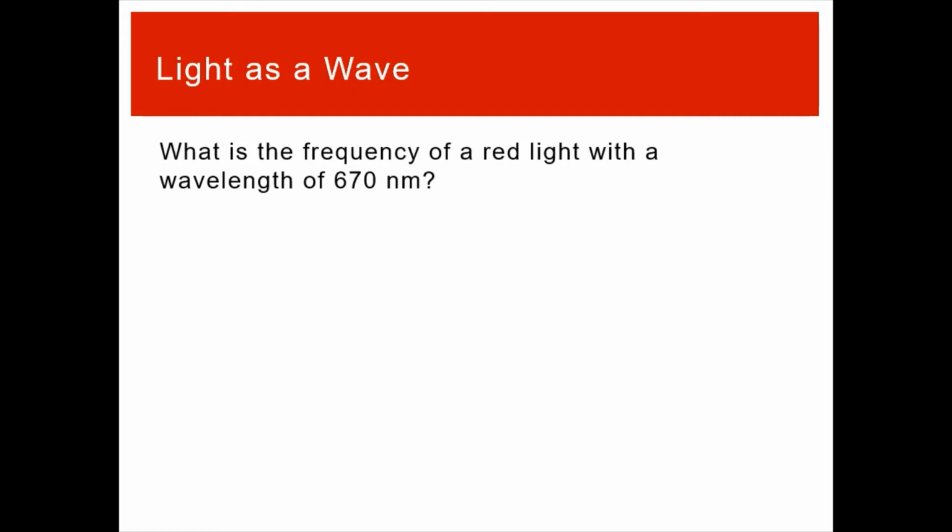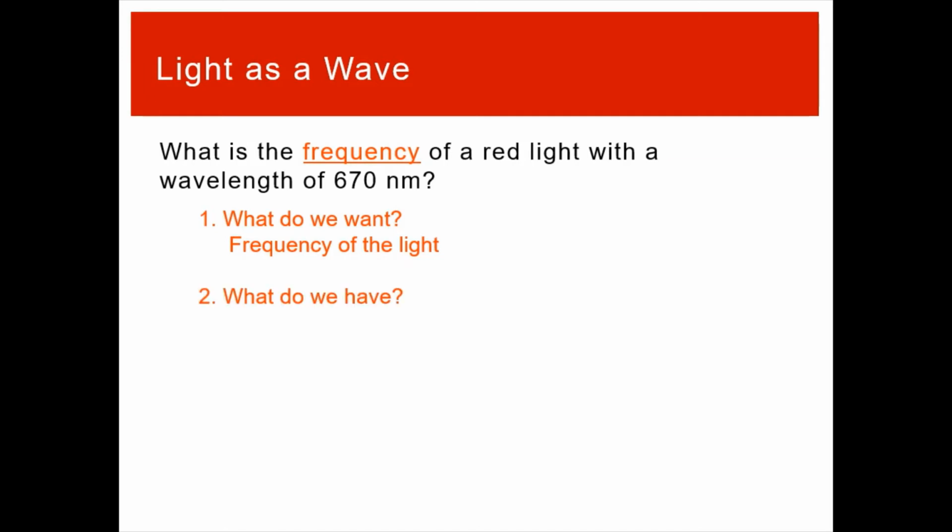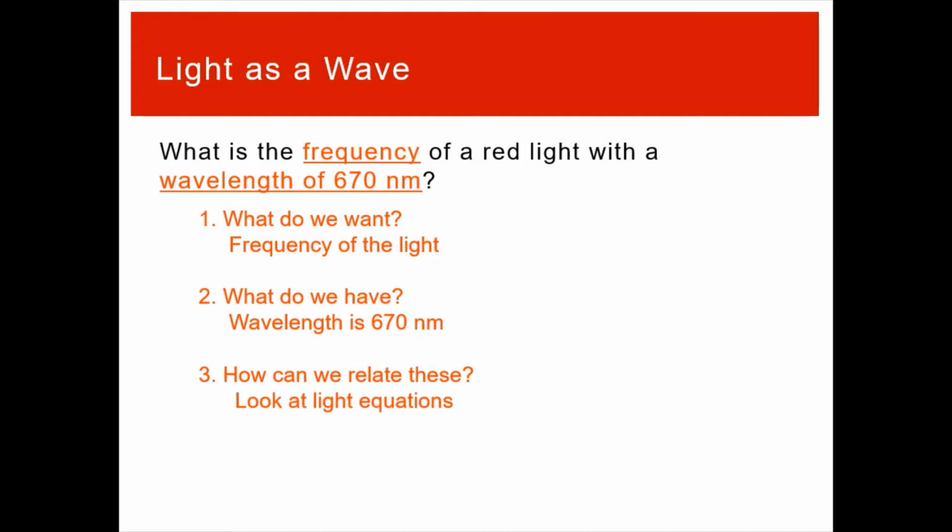So let's look at an example of treating light as a wave. What is the frequency of a red light with a wavelength of 670 nanometers? We still want to start by asking, what do we want? Frequency of the light. What sort of information do we have? You can see we're given the wavelength of the light. And so we want to recognize that we can relate these with our light equations.